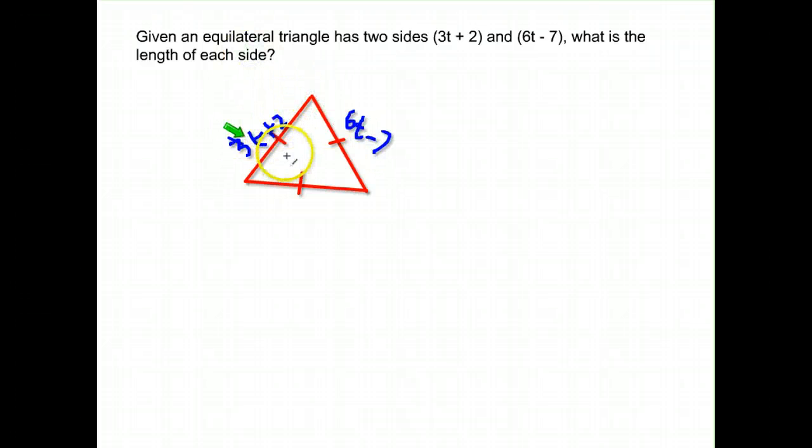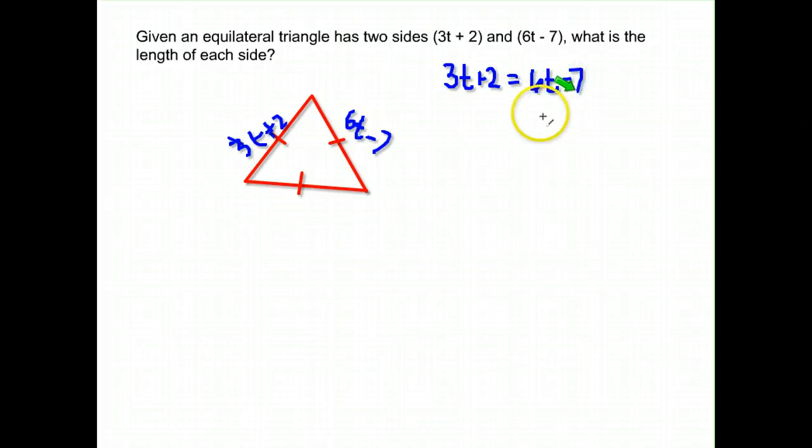Well, we need to find the length of a side. We don't want a t in it, so we need to set up an equation to solve for t. We know those sides are congruent, so the equation we would use is that those two sides are equal. So 3t plus 2 should equal 6t minus 7. I would want to solve that for t. So I'm going to move the 3t to the other side so that t's are on the same side. So I would subtract 3t.